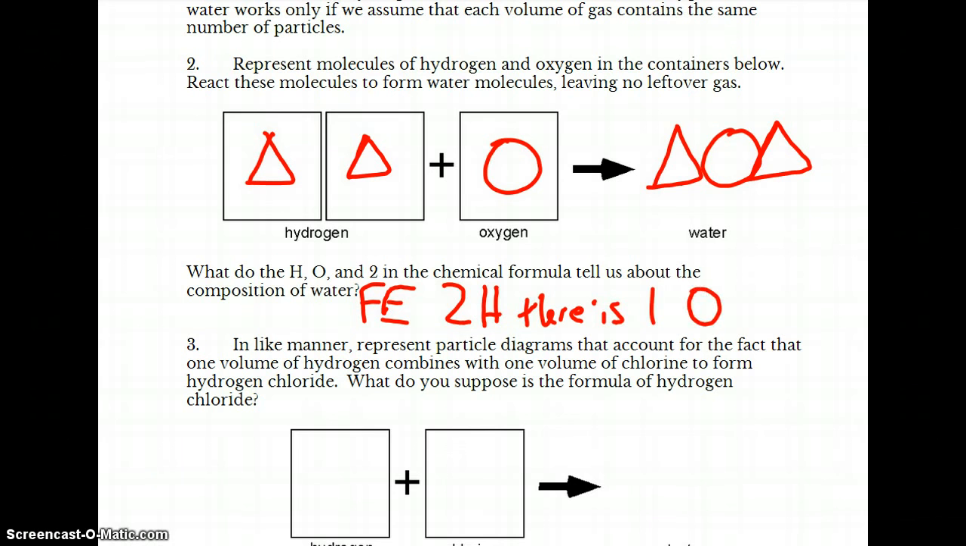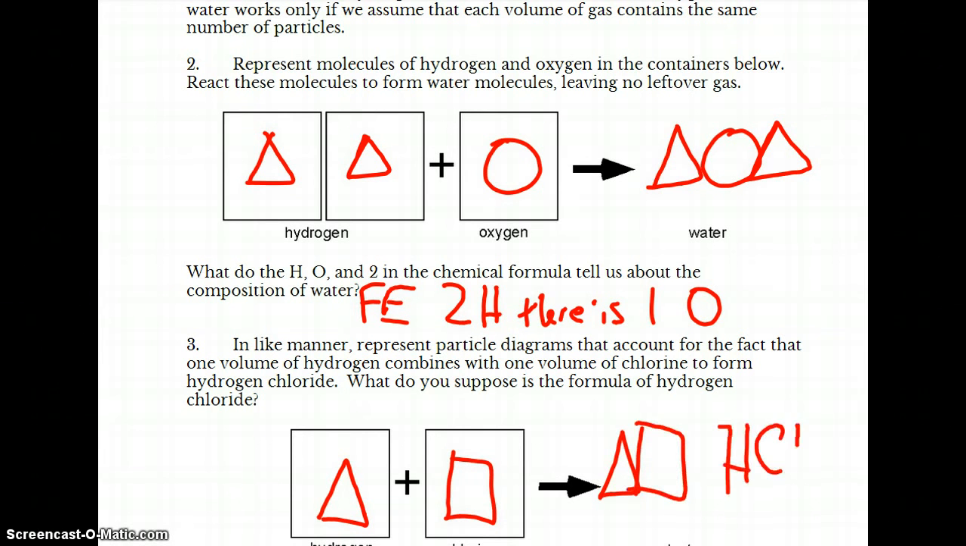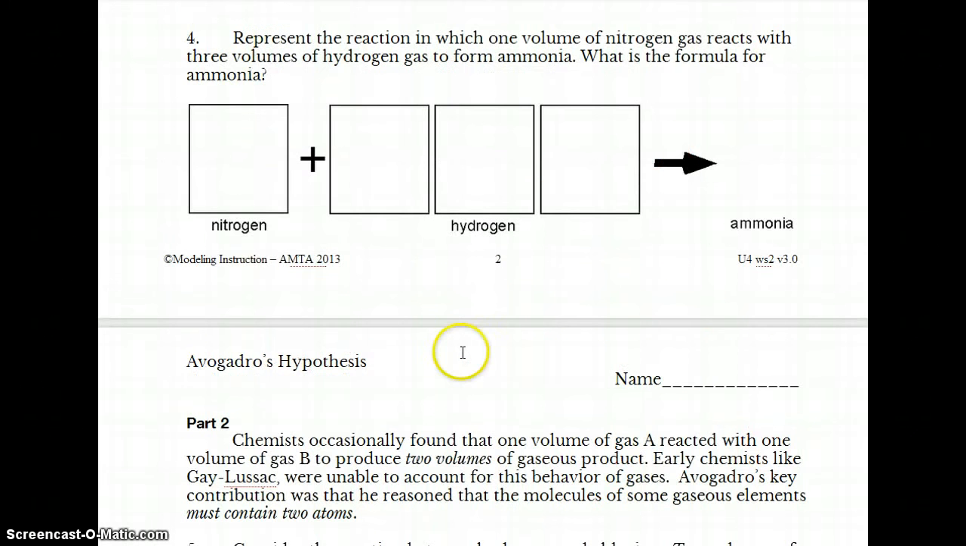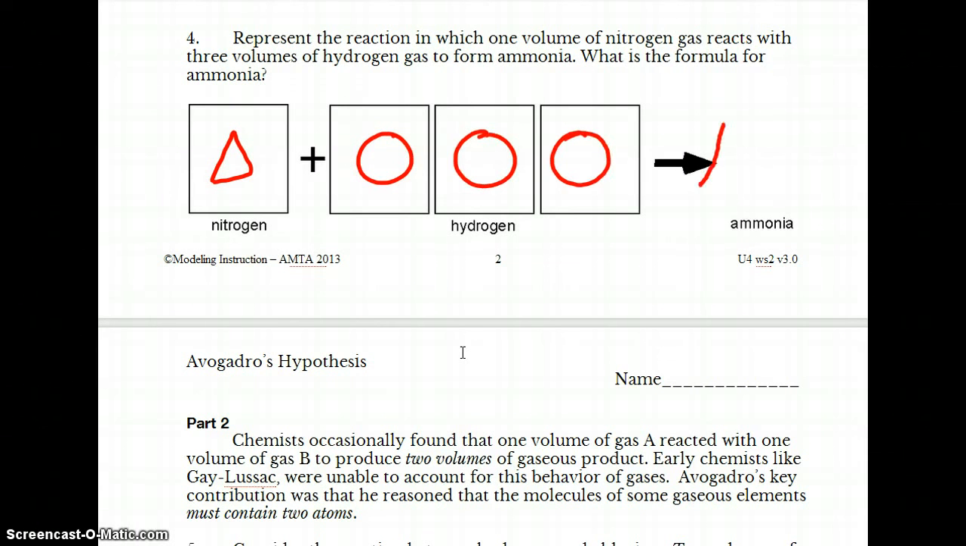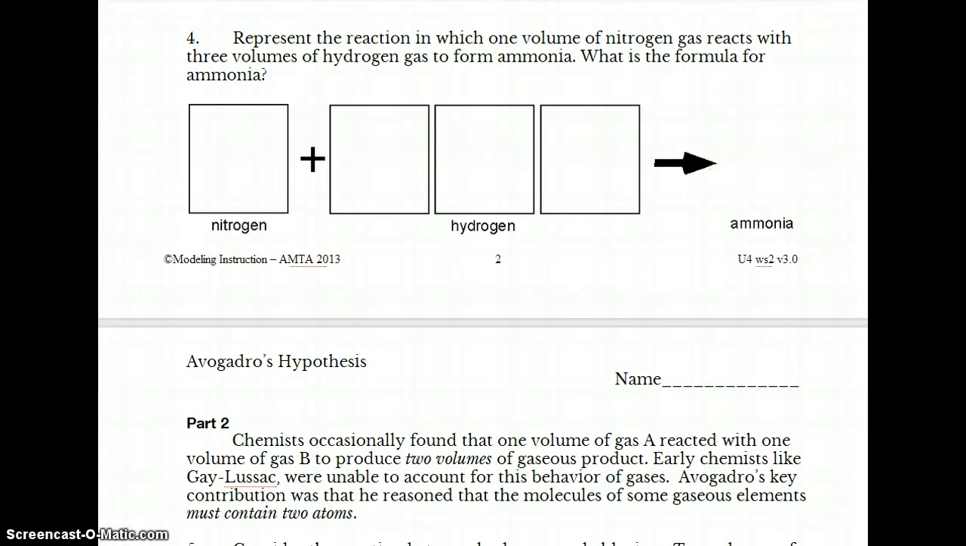Okay, and then the last question says we're going to combine hydrogen and chlorine. So let's make this a triangle and a square. And so we would guess that this is HCl. And the last problem said we got nitrogen and hydrogen, so let's just make these. And then if it's over here, this is going to be there.